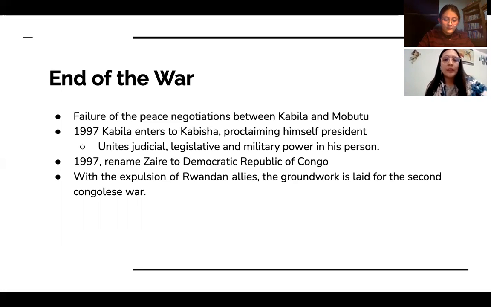Finally, regarding the end of the war, in August 1998, all members of the government of Tutsi origin withdrew from the government when Kabila asked Rwandan and Ugandan mercenaries to return home. So, as Anna will mention eventually, this was one of the contexts that provoked the breakout of the Second Congo War.